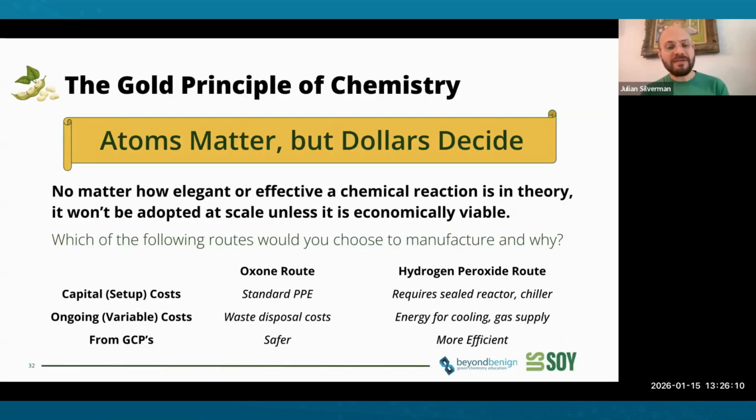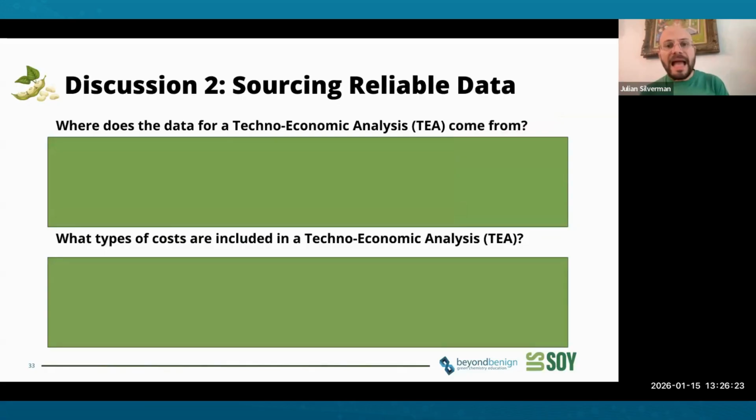And so the lab activity we did was adapting the oxone route to creating a soy-based adhesive. Even though it's not the commercially viable option, it does provide a safer alternative to be performed in the laboratory. And so some of the questions we begin to think about are, right, where does this data come from? And what costs are included in our techno-economic assessments?